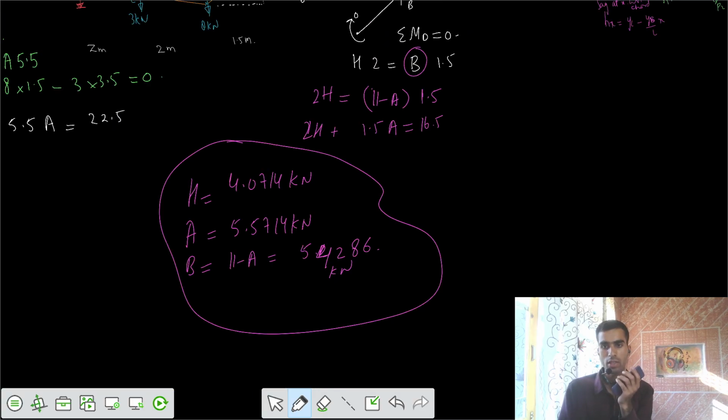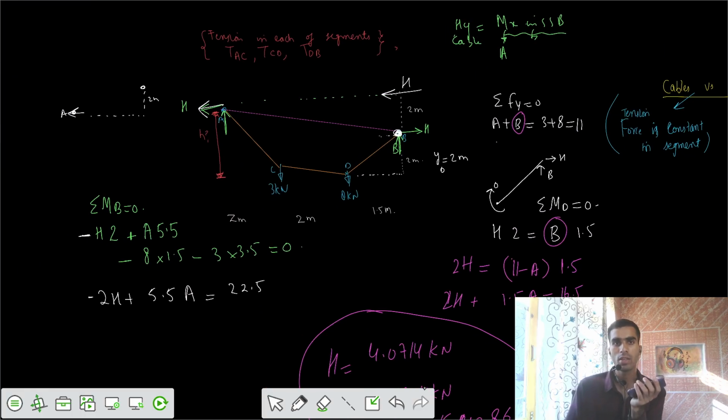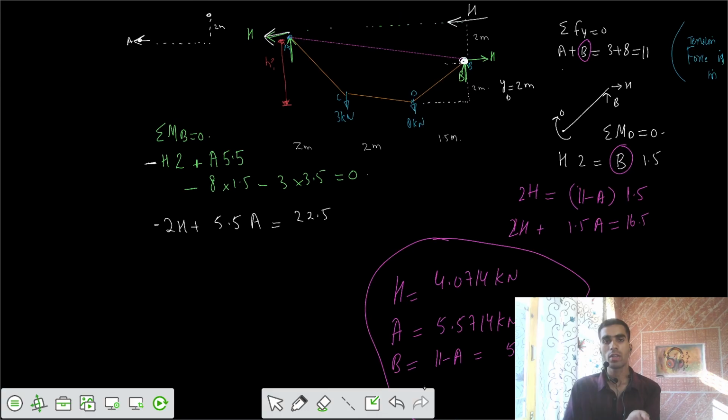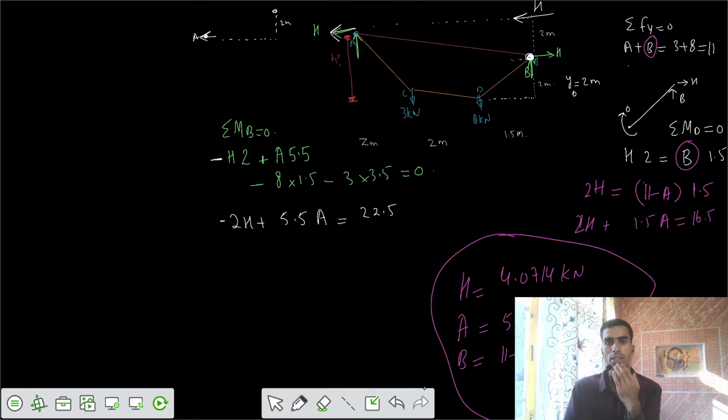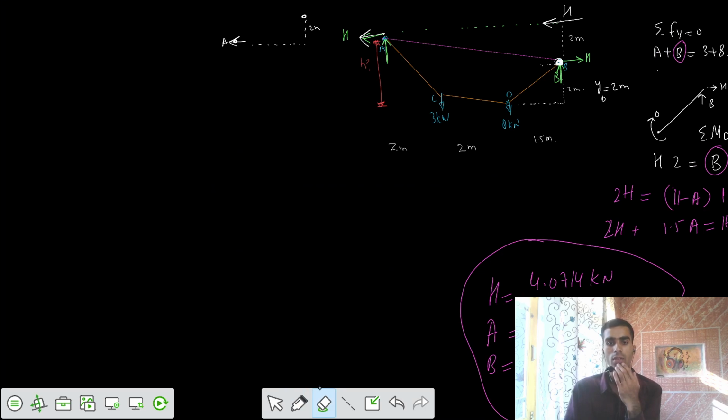What was the unknown we had in the problem? We need to get tension in each of the segments. So once we got the reactions, let's cut the sections. We need to get the tensile force in each of the section. Let's cut the first section. That's AC. Let's have the AC.